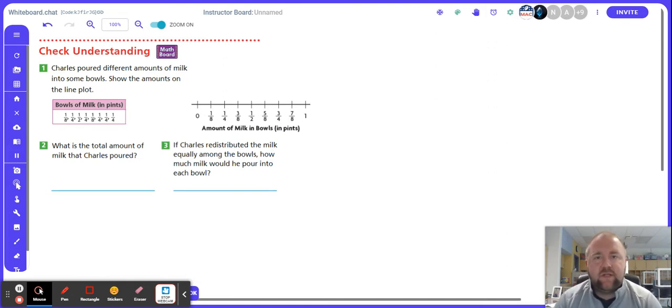You may have seen some line plots before, but this time we're going to be dealing with fractions, which makes it a little bit more difficult. I'm going to go over the key points of fractional line plots that you need to understand to be able to complete your exit ticket and your homework assignment for today.